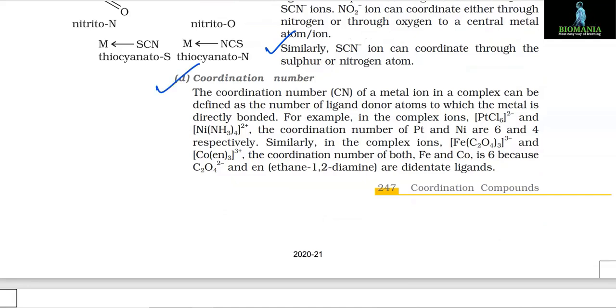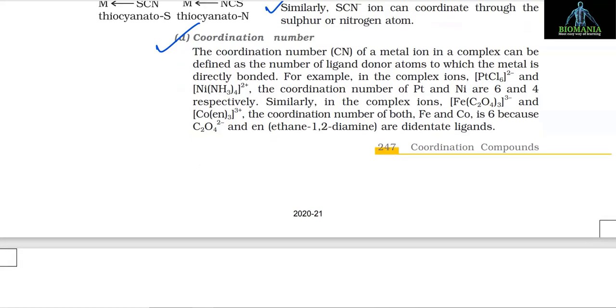D. Coordination number. The coordination number, that is CN, of a metal ion in a complex can be defined as the number of ligand donor atoms to which the metal is directly bonded. For example, in the complex ions [PtCl6]2- and [Ni(NH3)4]2+, the coordination number of Pt and Ni are 6 and 4 respectively.